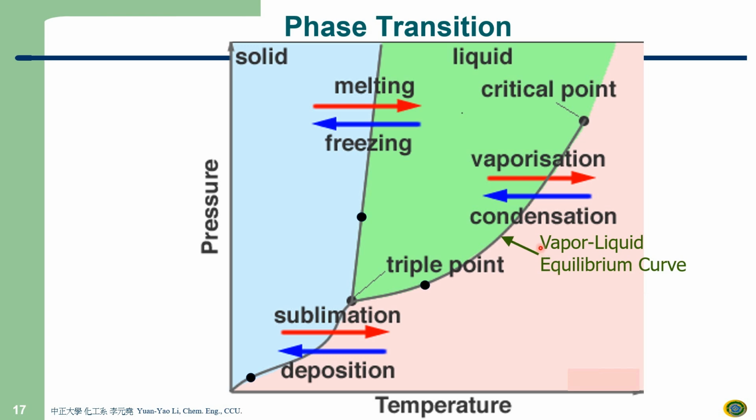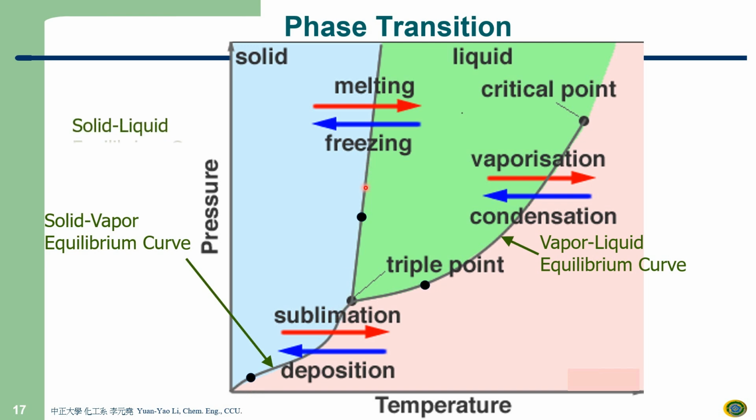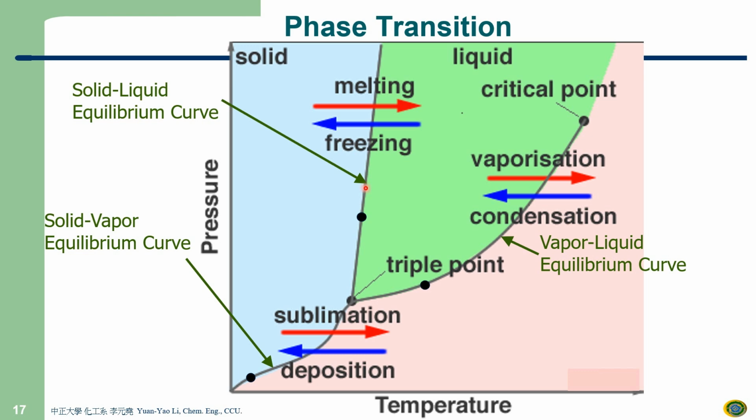So this is vapor liquid equilibrium curve. So you have this curve, the material in this curve has two phases, right? And this is solid vapor equilibrium curve. Or of course, this will be solid liquid equilibrium curve, right? Okay.